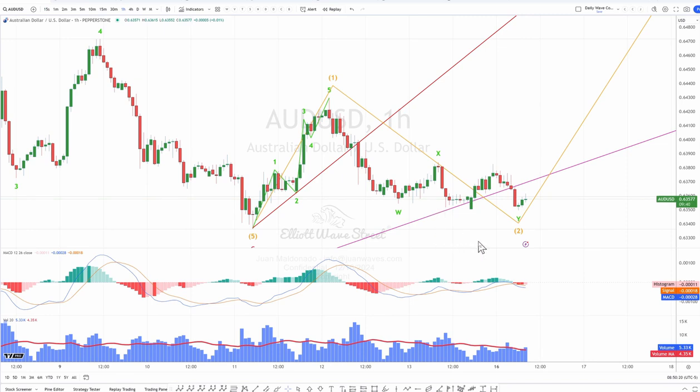Everything is about understanding the context from the big guy point of view. That could be the most important part of this process, because understanding what the big guy is doing is key. The price is going down, that's a fact. From this high, the price has been going down.